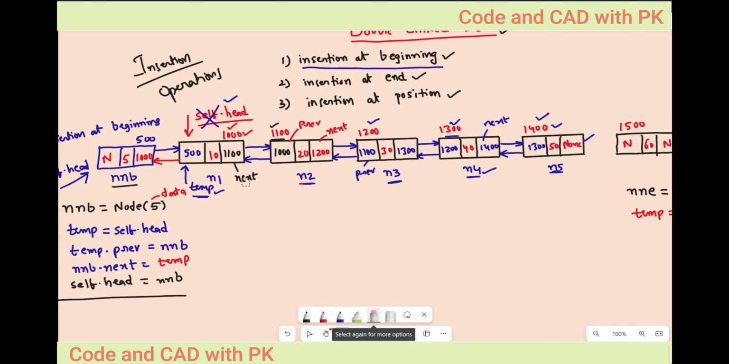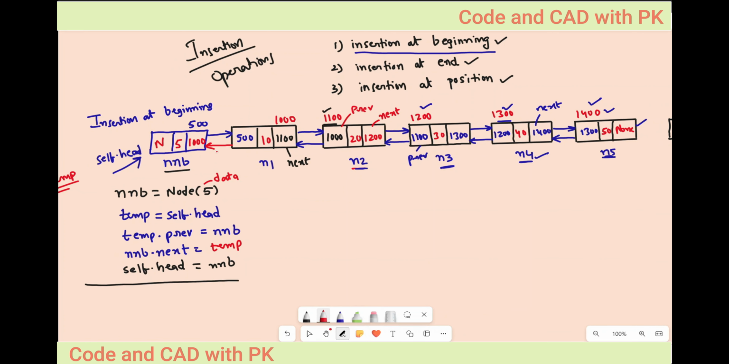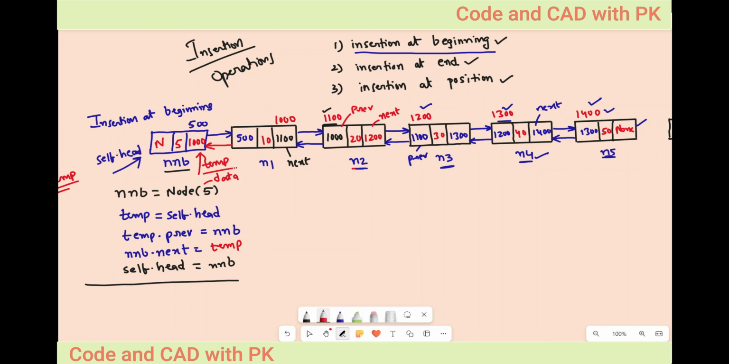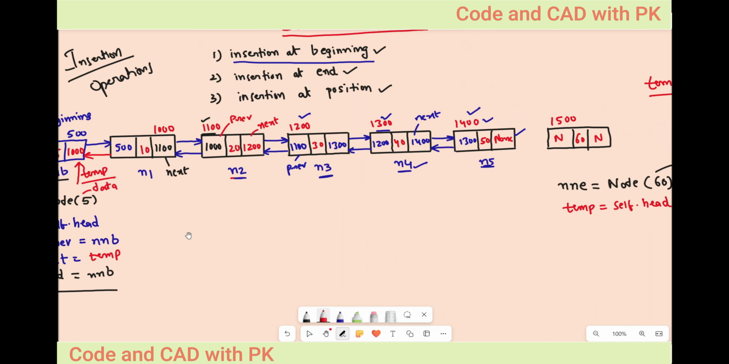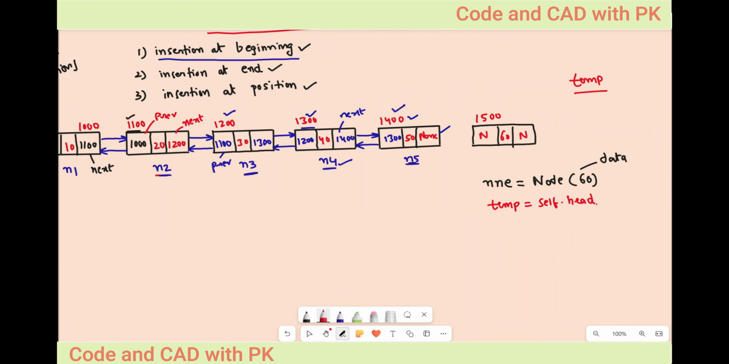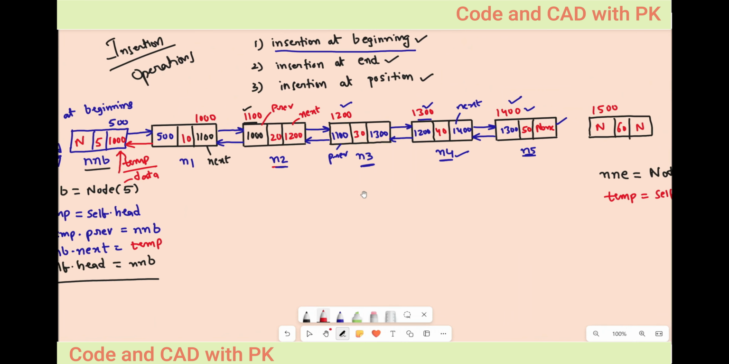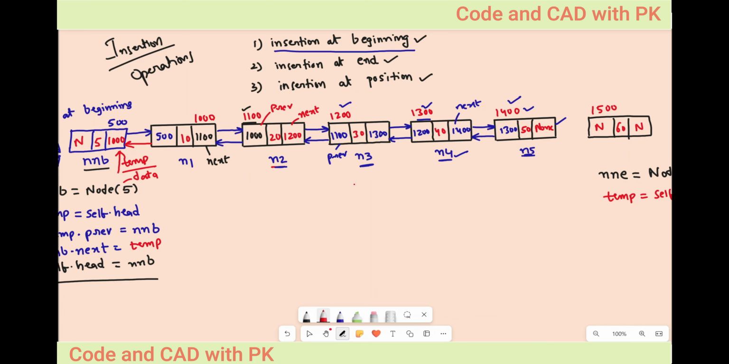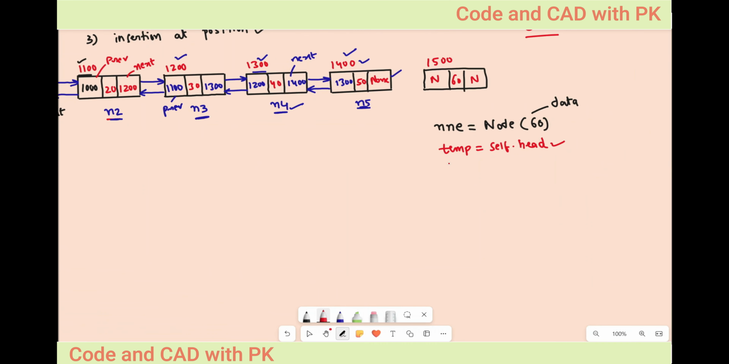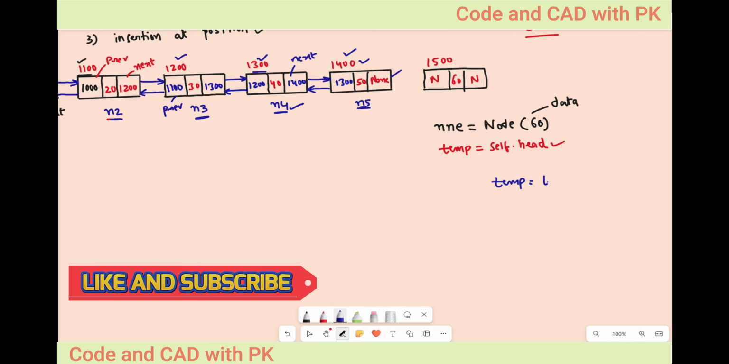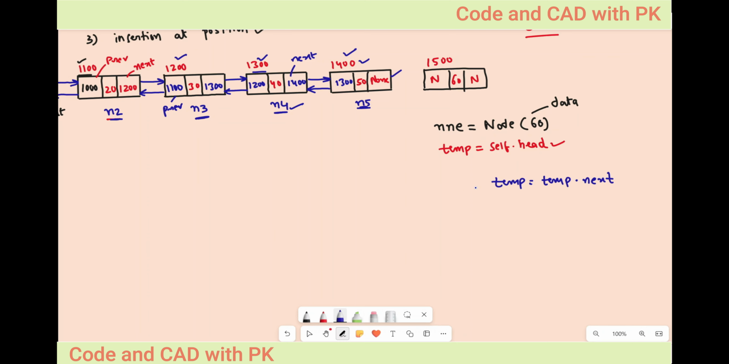So for the understanding purpose I will remove these points. Okay. So this is my first node. First node is self dot head. So self dot head refers to temp. Here temp is equal to self dot head. Now I am going to move this temp to this position. For that I am going to write a statement. Temp is equal to temp dot next.